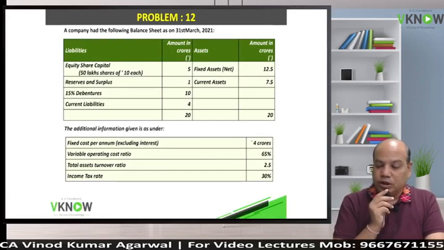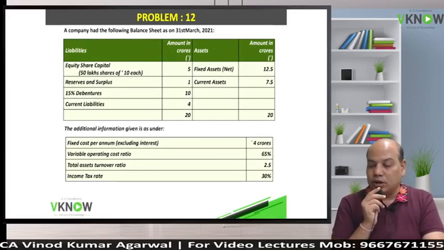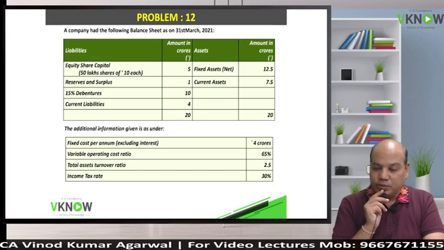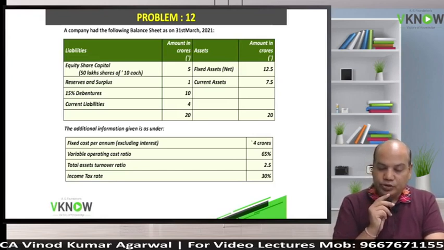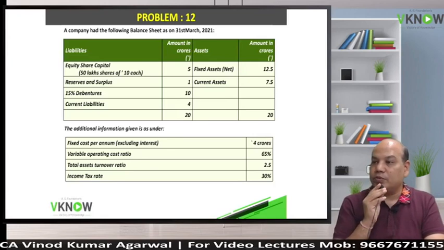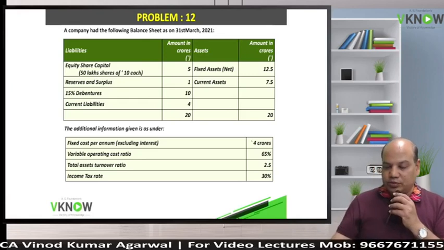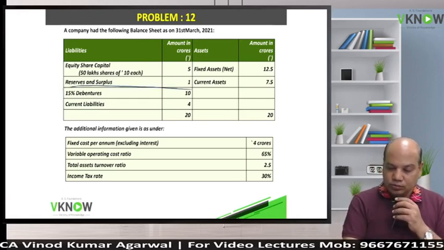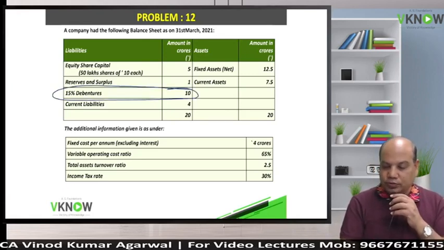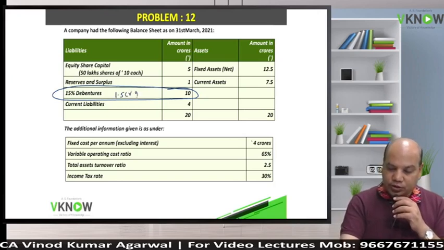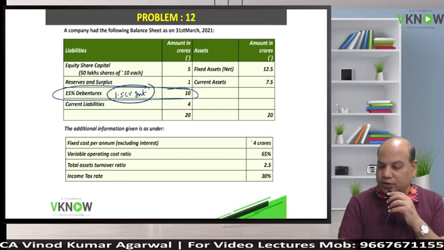A company had the following balance sheet on 31st March 2021, rupees in crore. Share capital 50 lakh shares of rupees 10 each, reserve and surplus, 15% debenture 10 crore. So how much is the interest? 10 crore into 15%, 1.5 crore. 1.5 crore is the interest. If required, you will use it. Current liability, fixed asset, current asset are not required.